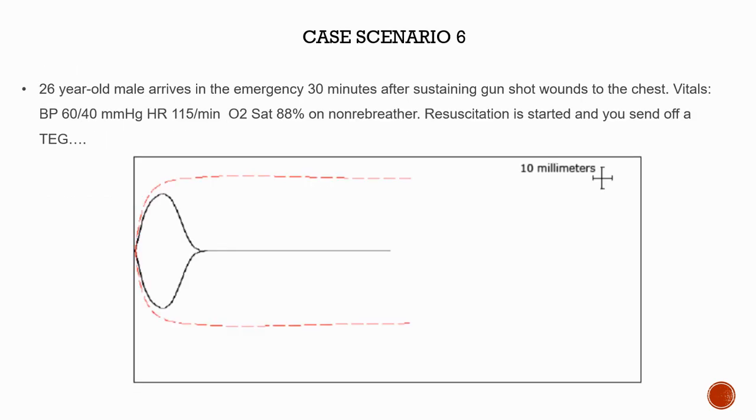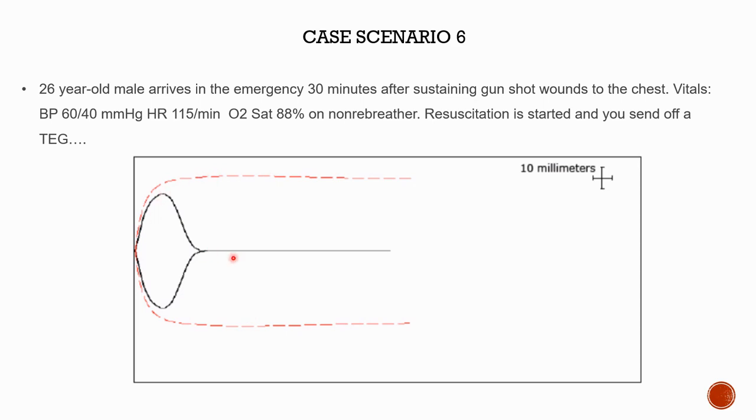Case scenario 6. A 26-year-old male comes to the emergency after sustaining multiple gunshot wounds to the chest. The patient was first stabilized and after resuscitation, a TEG was sent. Kindly explain this TEG. So in this state, first we should know that the red line denotes a normal TEG and the black line denotes the patient TEG.